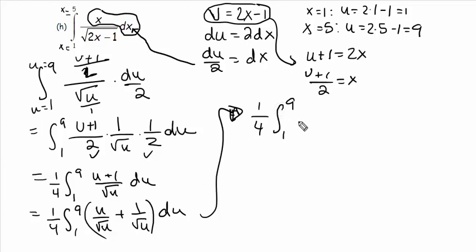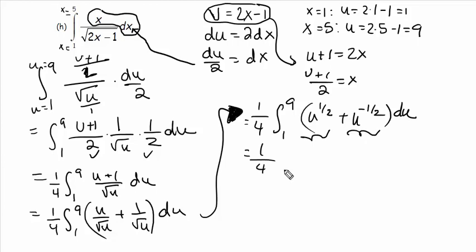So u over the square root of u is actually u to the 1/2, and then 1 over the square root of u is u to the negative 1/2. So try to get used to working with the fractional exponents and subtracting them in your head mentally, or however you can get yourself to remember how to do that is fine.